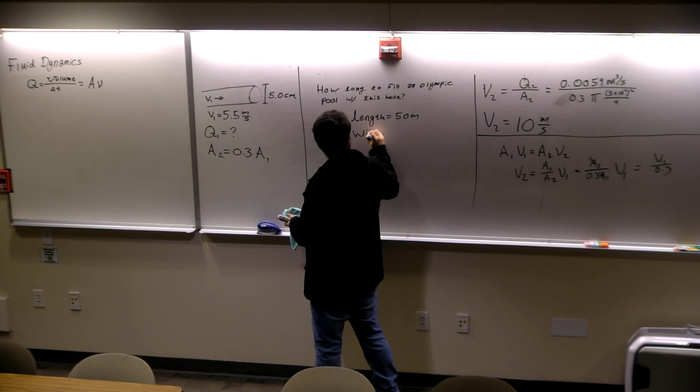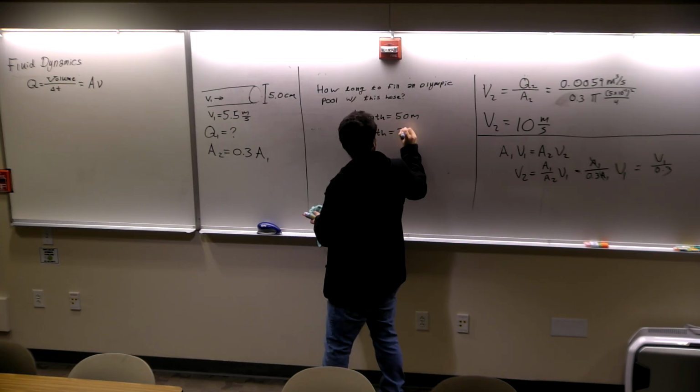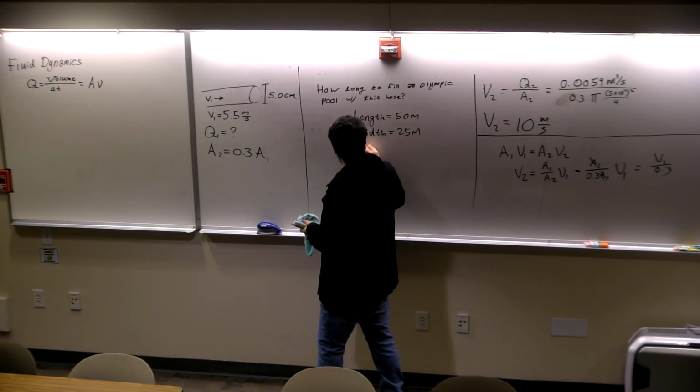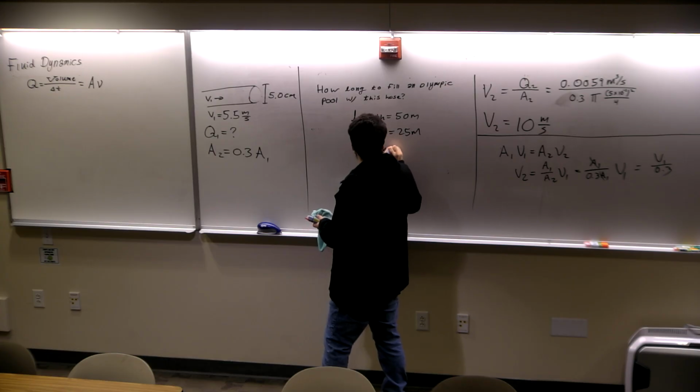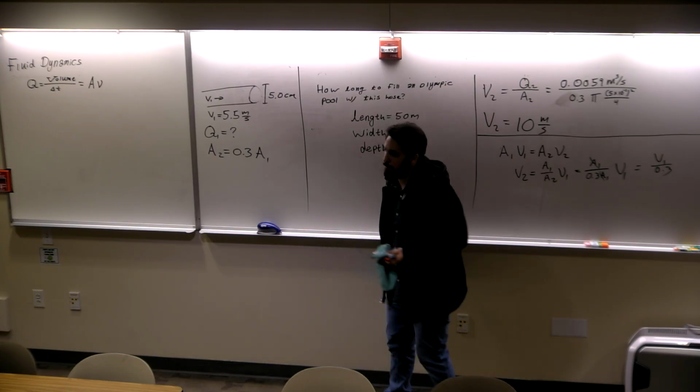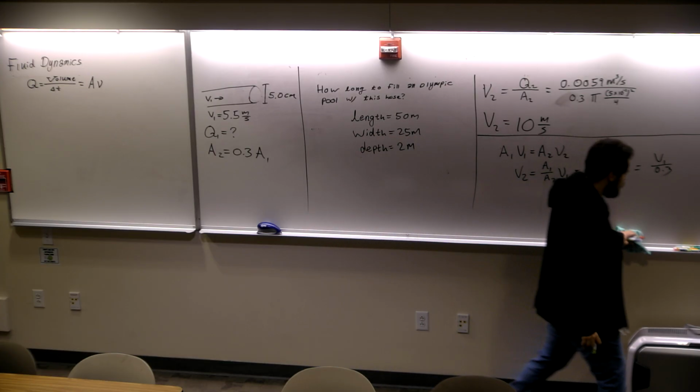A width of 25 meters, and a depth of, at minimum, 2 meters. We'll take the minimum of 2 meters.